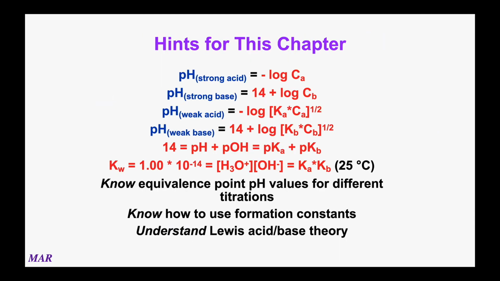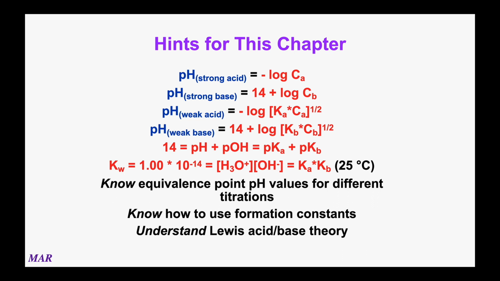So here are some hints for studying for this chapter. And I'm going to have a separate page of equations here too at the end you can look at. But for right now, these equations will be really helpful to you. We already talked about pHs of strong acids and strong bases, and how to find the pHs of weak acids and weak bases if 100 times K is less than C. And we'll use these a lot.